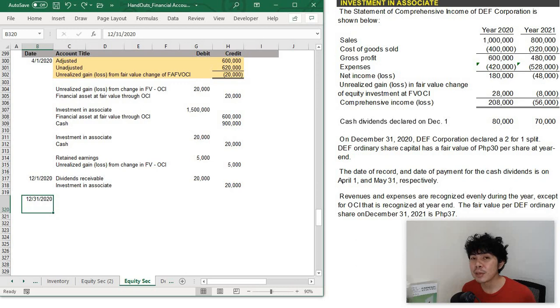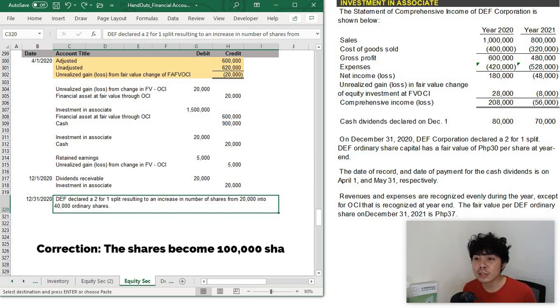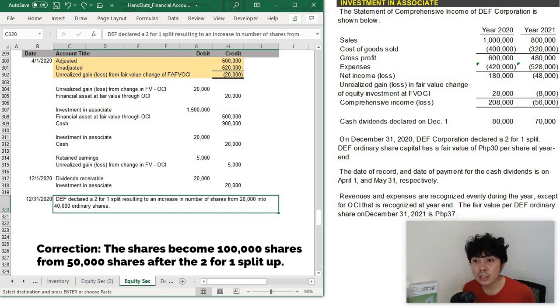So, again, pag sinabing memorandum entry, it's just a narrative of the transaction. So, just describe the transaction. So, ang ating memorandum entry for the share split is, ayan, DEF declared a 2-for-1 split resulting to an increase in the number of shares from 20,000 shares into 40,000 ordinary shares. So, ang ating ownership na is now at 40,000 ordinary shares, which is still at 25%.